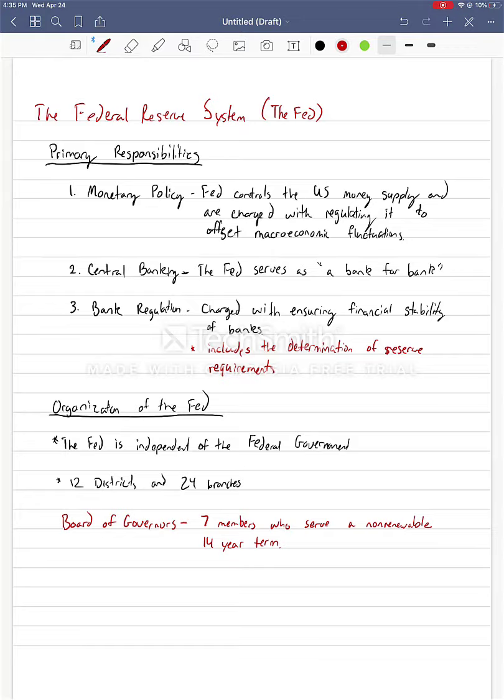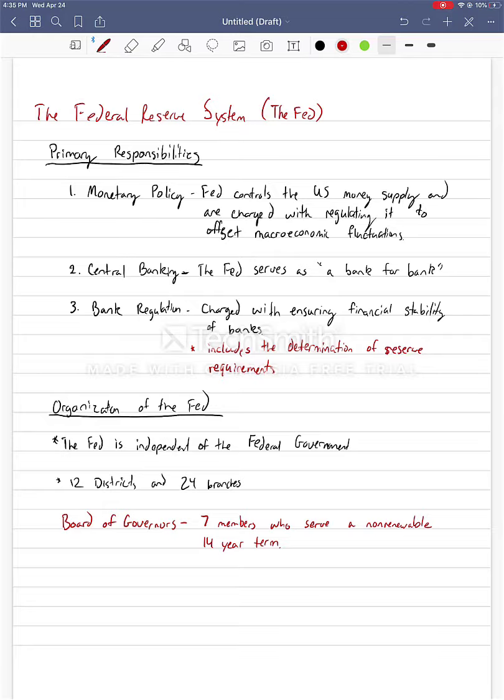Now, these are the main governing body of the Federal Reserve System. They're charged with overseeing the Federal Reserve banks and with helping to implement monetary policy in the United States. So they're the ones who supervise and control the money supply and the banking system of the U.S.